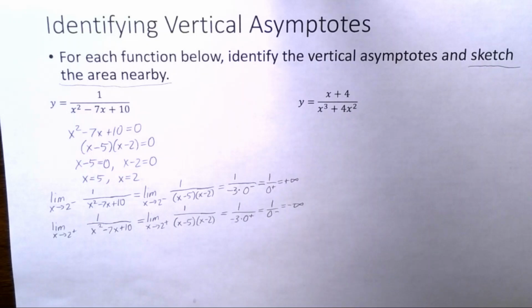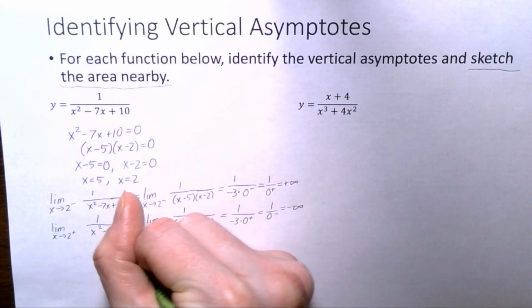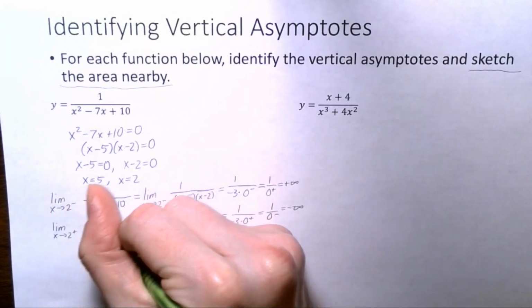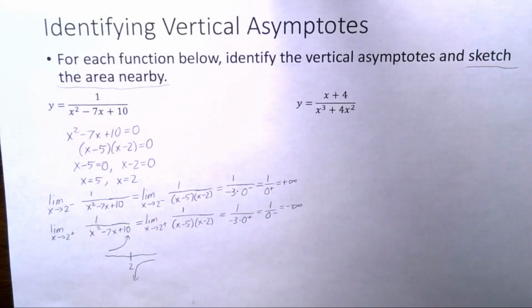So from this process, I found that as we approach 2 from the left, it's going to positive infinity, and as we approach 2 from the right, it's going to negative infinity. So around x equals 2, we can sketch it as being something like that.